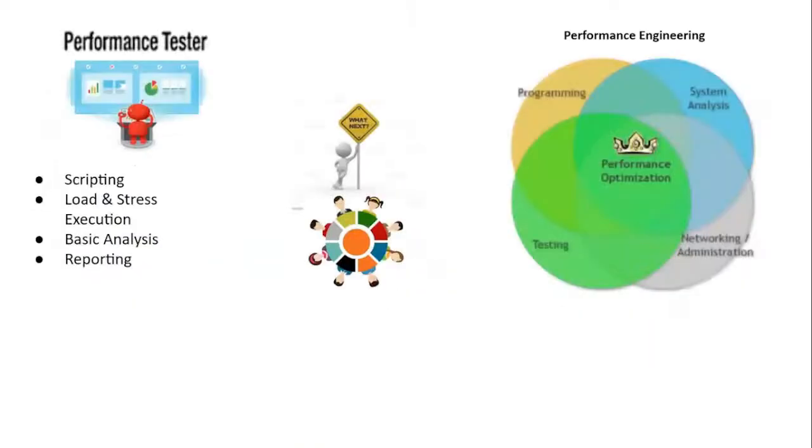Okay. Now, when it comes to engineering, right? There are different aspects to performance engineering. If you see this Venn diagram, it is a combination of testing, which I think you might already be doing, performance testing, and some of you might be good in system analysis.